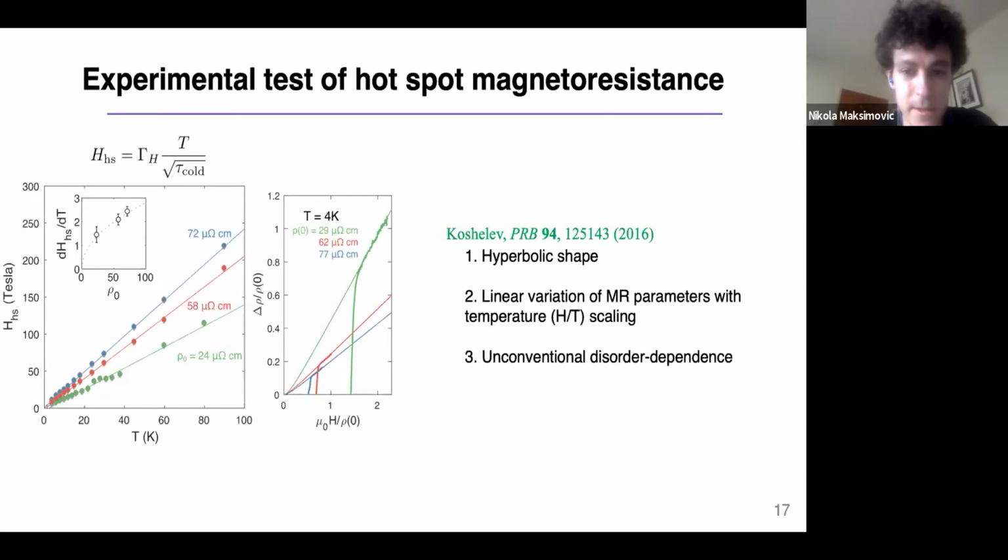So just to summarize, Alex Koshelev's model and calculation for this material is able to capture several features of the experimental data: the hyperbolic shape of the magnetoresistance, the linear variation of the MR parameters, and also this unconventional disorder dependence that we've seen in our experiment.